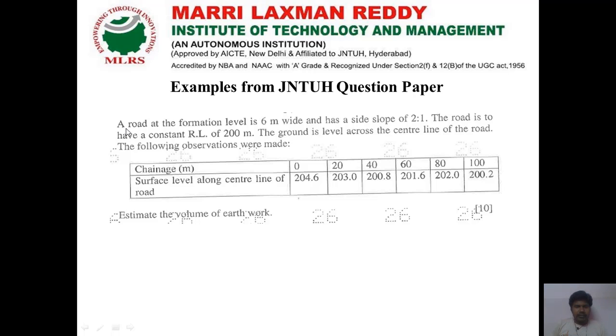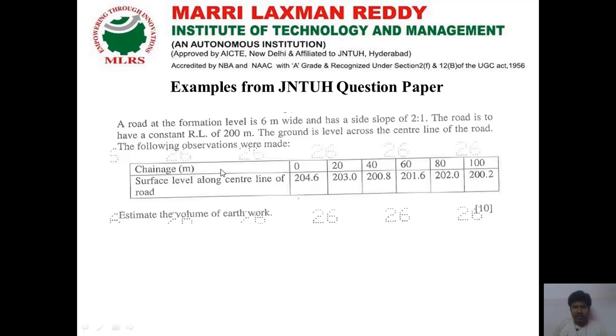The given data is: a road at the formation level is 6 meter wide, so the B value is 6 meter, and it has a side slope of 2:1, so that n equals 2. The road is to have a constant RL of 200 meter. The ground is level across the central line of the road. The following observations were made.